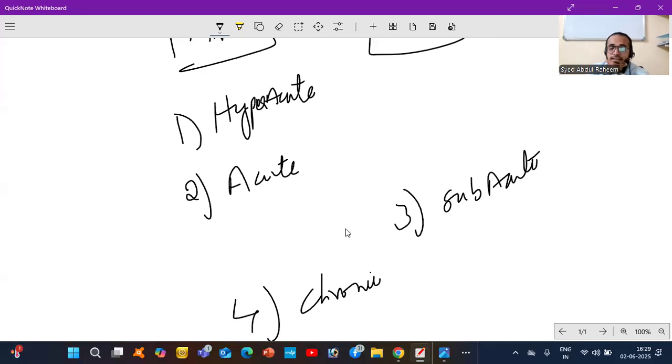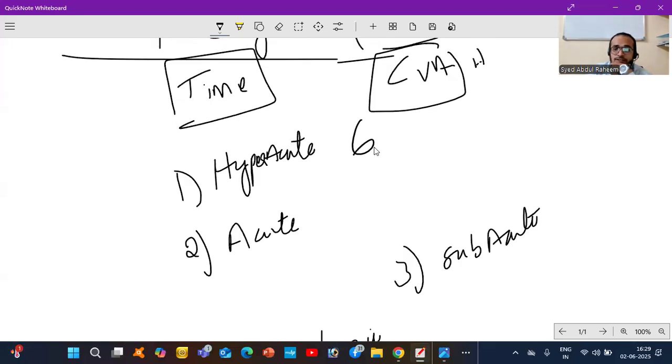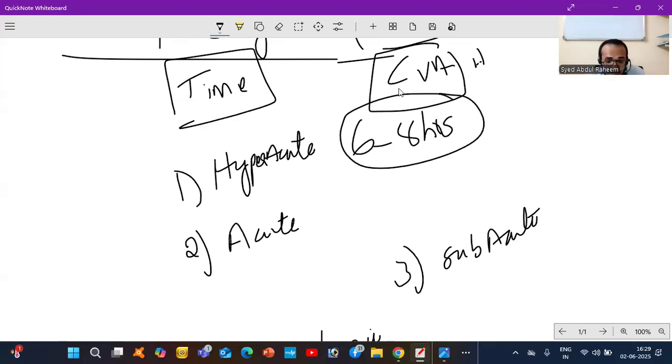Hyperacute means it is the first 6 to 8 hours. The first 1 to 6 hours are called golden hours and treatable. The patient has very high chances that the damage will be reversible, or we can stop certain existence of the disease.